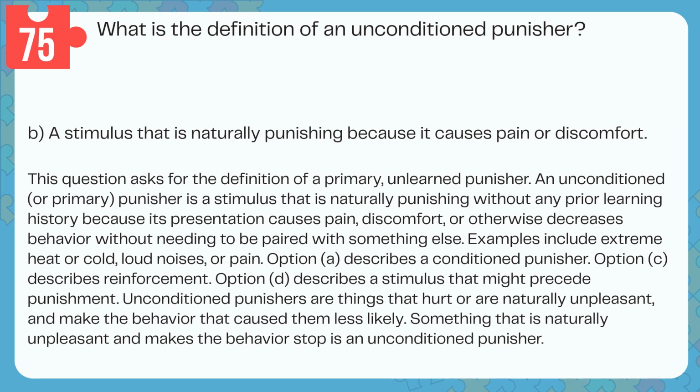Option A describes a conditioned punisher. Option C describes reinforcement. Option D describes a stimulus that might precede punishment. Unconditioned punishers are things that hurt or are naturally unpleasant and make the behavior that caused them less likely. Something that is naturally unpleasant and makes the behavior stop is an unconditioned punisher.